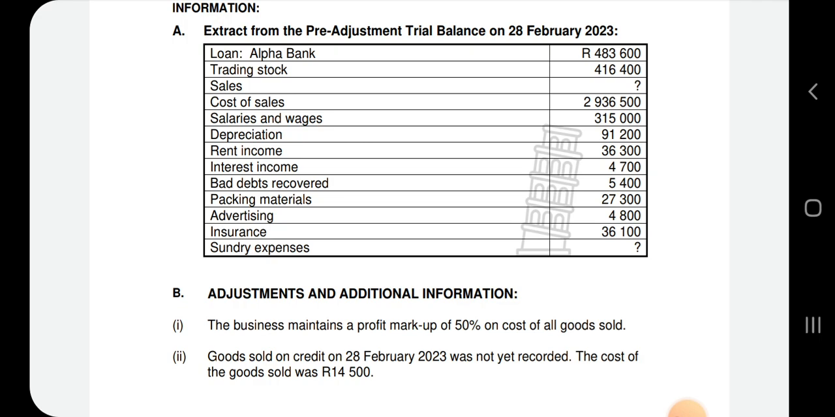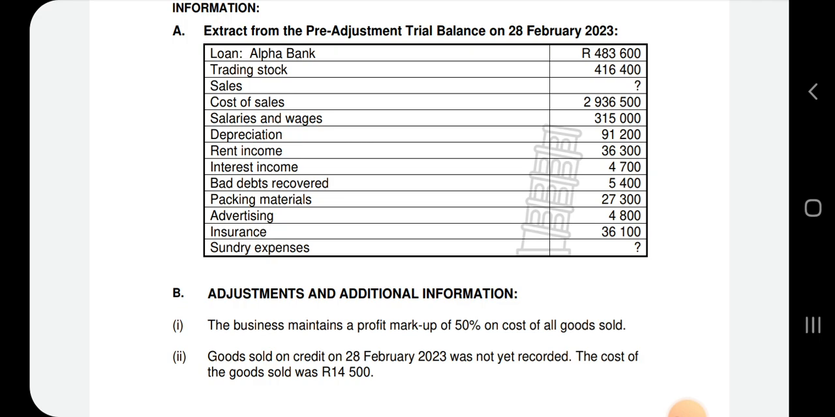So we have sales, and we have trading stock, which is a balance sheet item. The loan and the trading stock are those that we say are balance sheet items. And from sales, you know that is the nominal section, things that go to the income statement. So we have sales, which we have to calculate, cost of sales, and salaries and wages. Those are expenses. Salaries and wages can never be income, guys. We have depreciation. It can never be income.